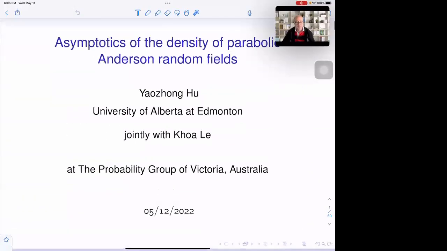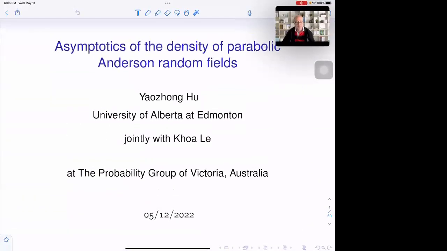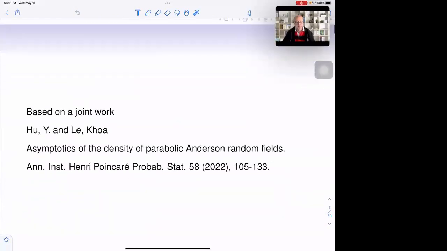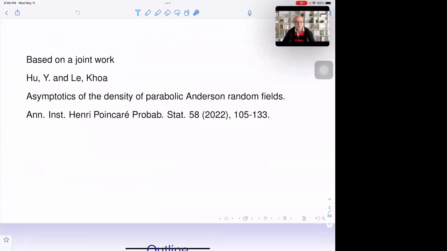So the title of my talk is asymptotics of the density of the parabolic Anderson random field. This is the density of a random variable given by a stochastic PDE. This is joint work with Koale, who is a postdoc now somewhere in Germany. The work is published now, but it was finished some time ago.